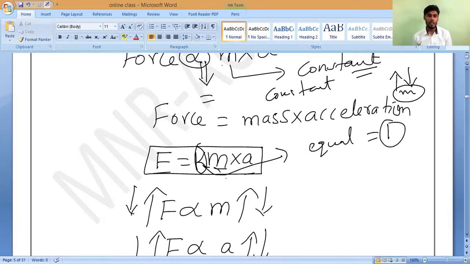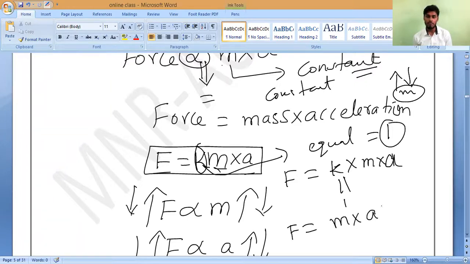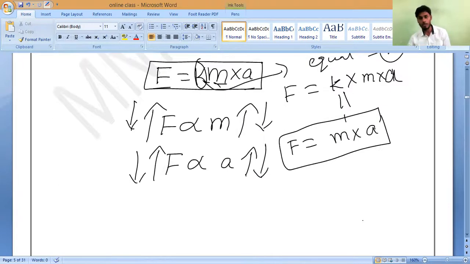1 into anything gives the same number. So that is why F is equal to k into mass into acceleration, m into a, but k is equal to 1. So F is equal to mass into acceleration. All of you should remember that. So k is equal to 1, so that F is equal to ma.